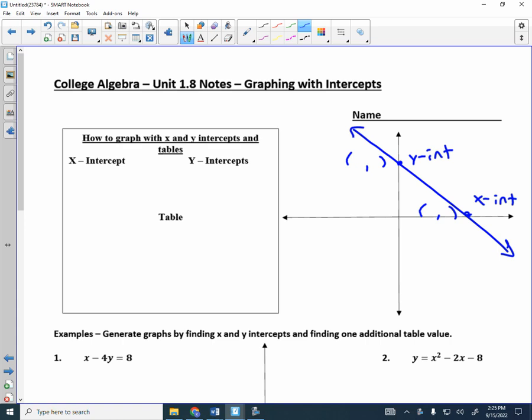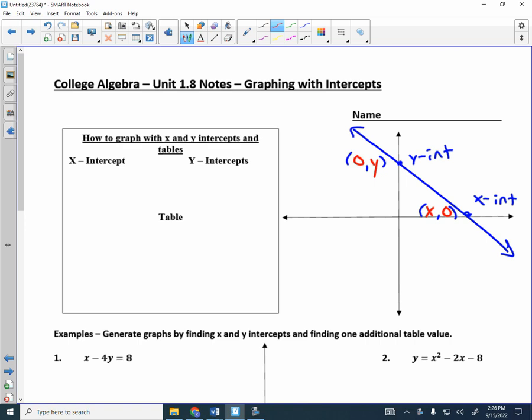Now, let's focus on the y-intercept. One of these values we don't know, and one of these values we do know. Which one do you know? Which one is zero? As you notice here, the x value is going to be zero, and then we have a y value. And for the x-intercept, you have an x value, and then you have a y value of zero.